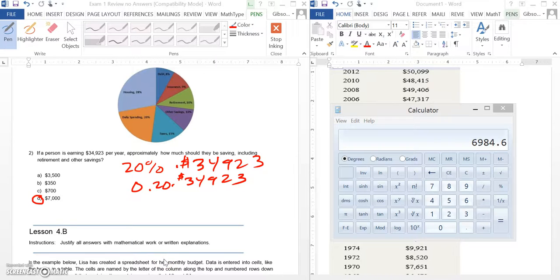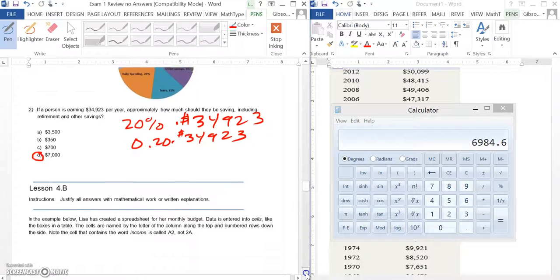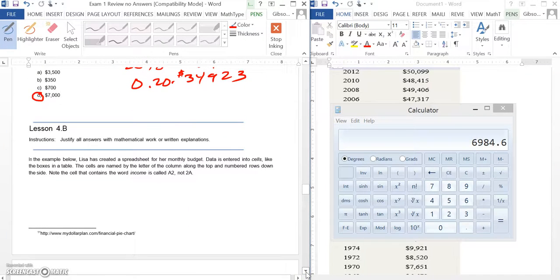Okay, class, picking up where we left off, we were going to lesson 4B. It says instructions: justify all answers with mathematical work or written explanations. Okay, in the example below, Lisa has created a spreadsheet for a monthly budget.